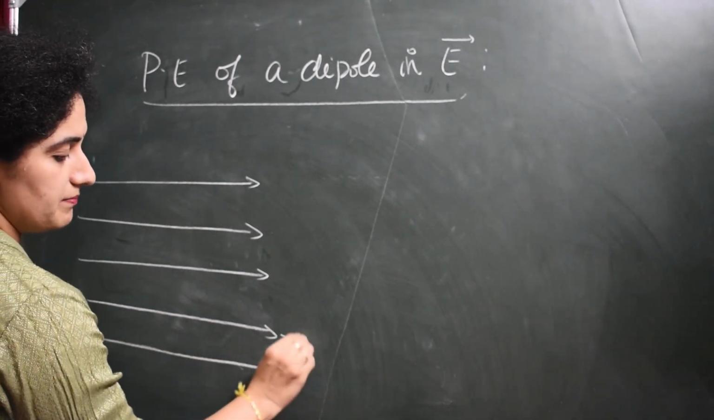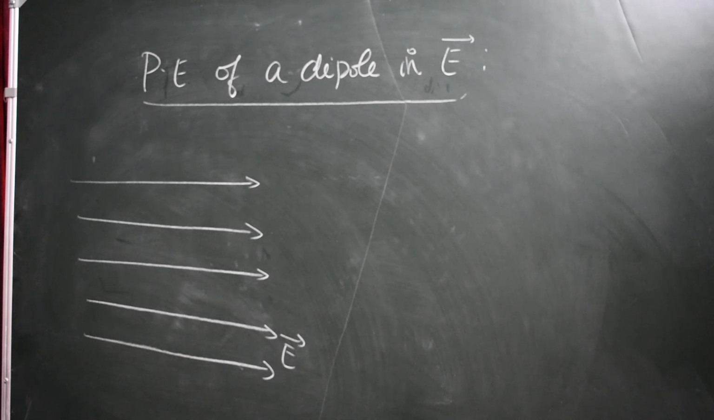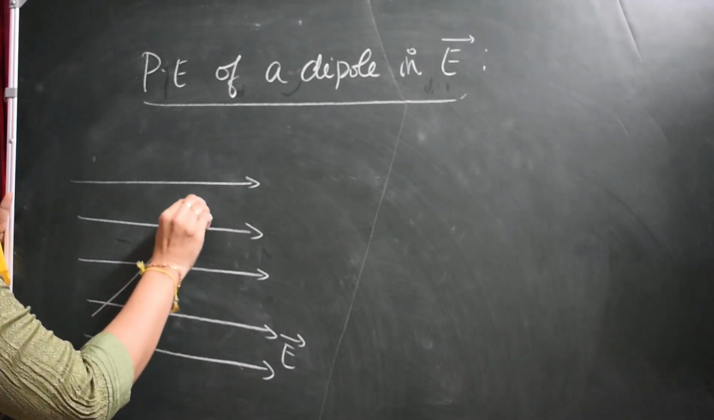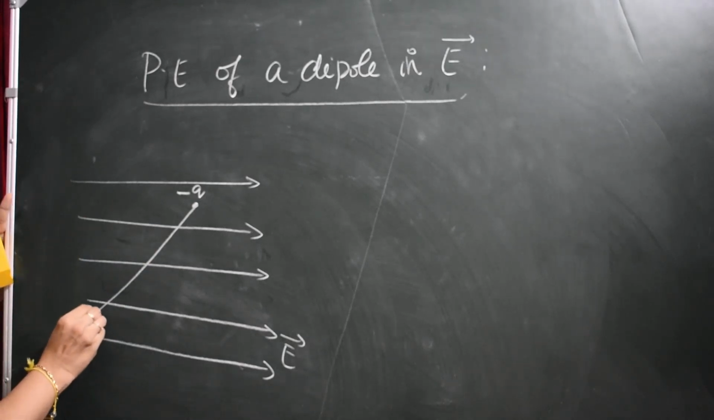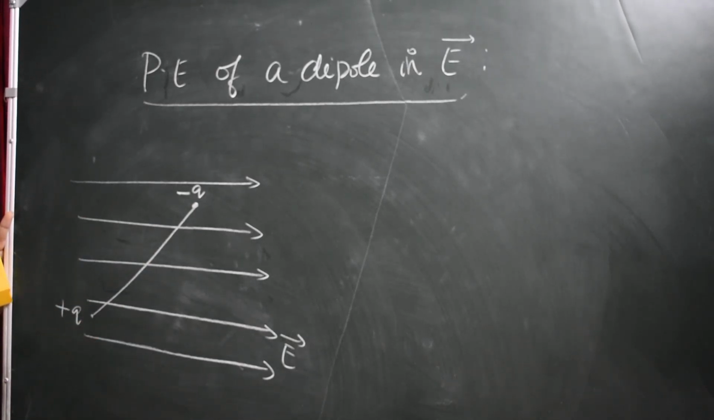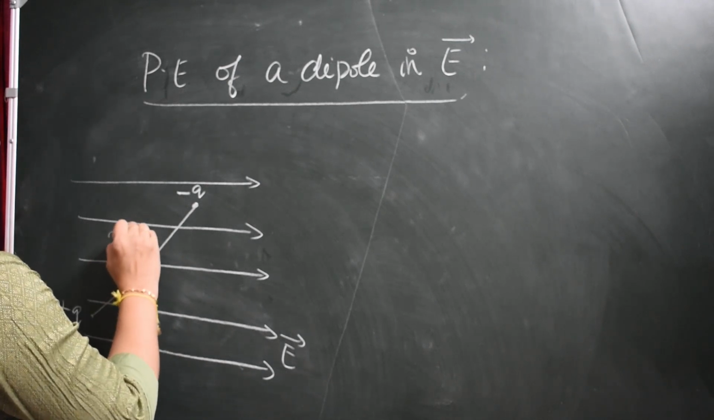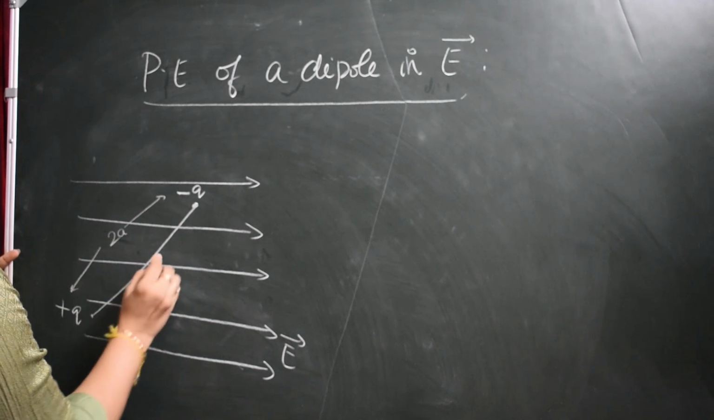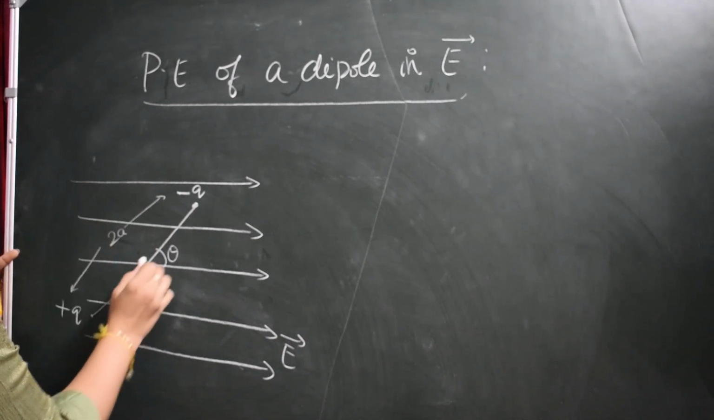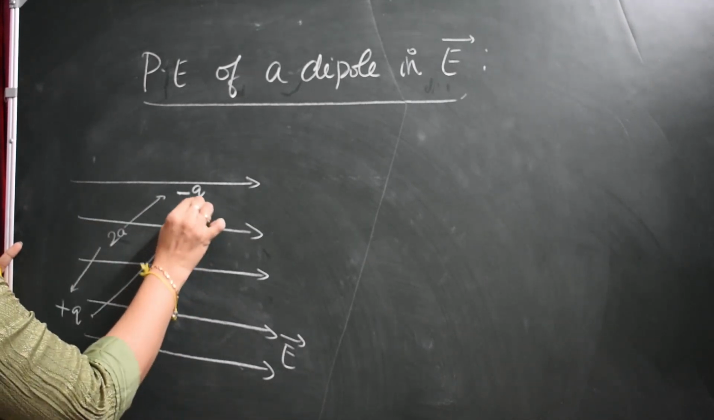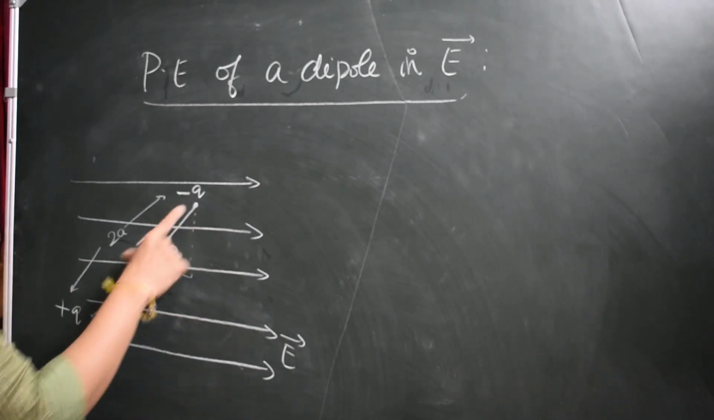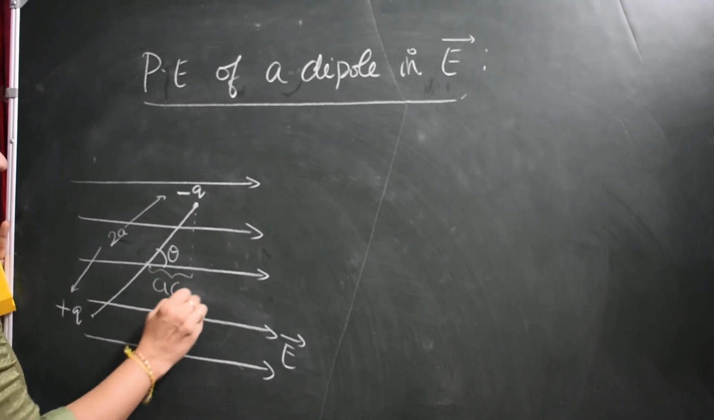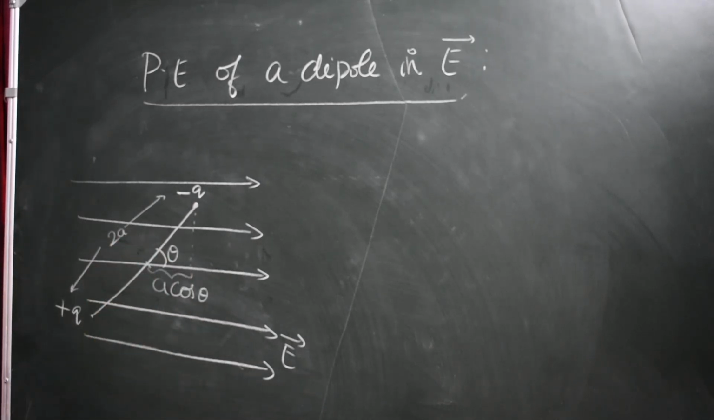Let this be the direction of the electric field. Place a dipole, plus q and minus q. What should be the distance of separation between them? It has to be 2a. Say that it is making an angle of theta. Let this be the center. So this will be a, this will be a. It has to be a cos theta. I will not represent it again.